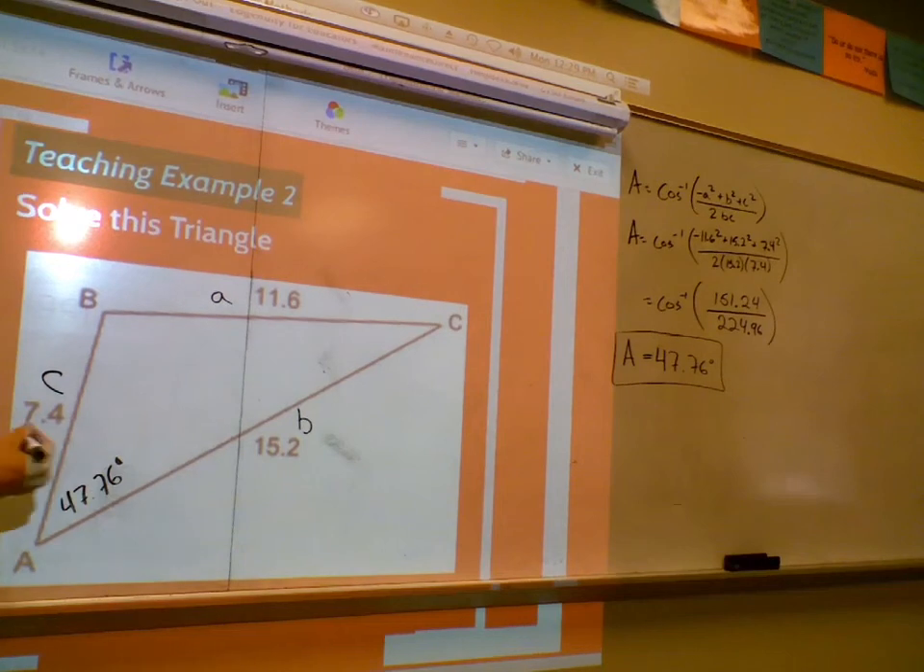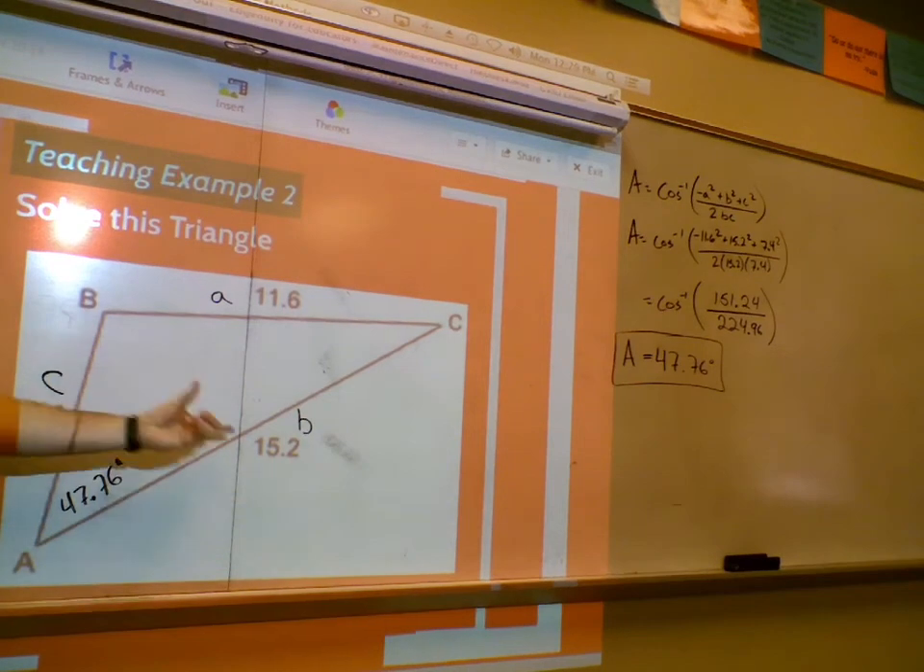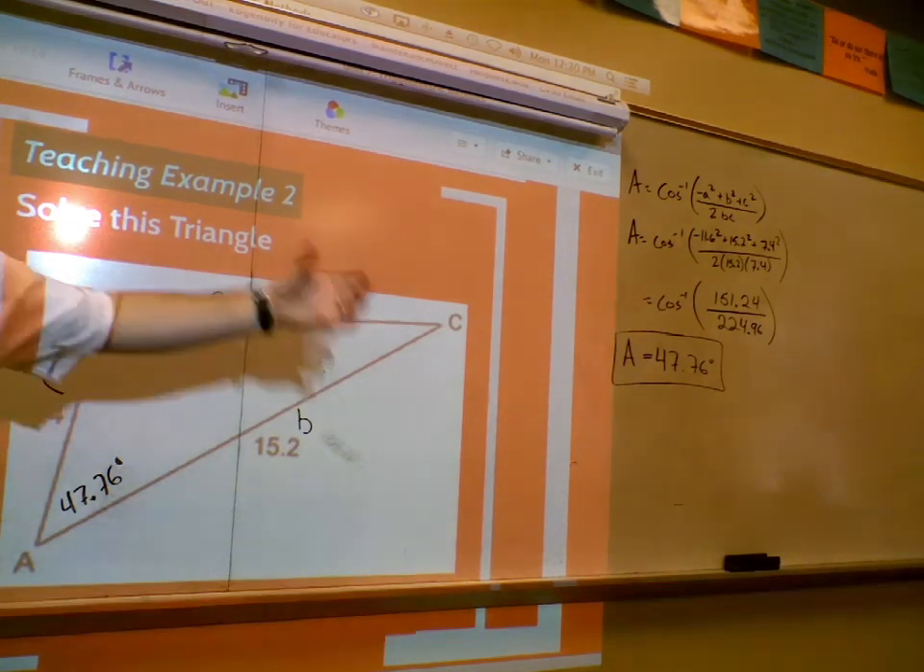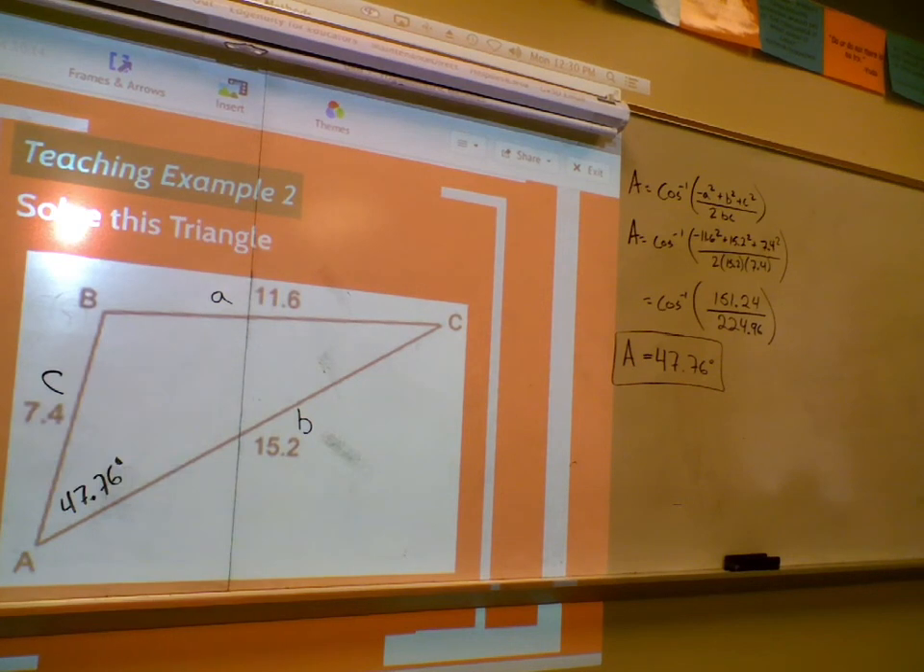So now that I know that angle, how can I find the next angle? If I want to find B, we can use law of sines. Sine of B over little b equals sine of A over little a, and it works because I have little a and big A. And then once we have B, we could use the angle sum theorem to find C.